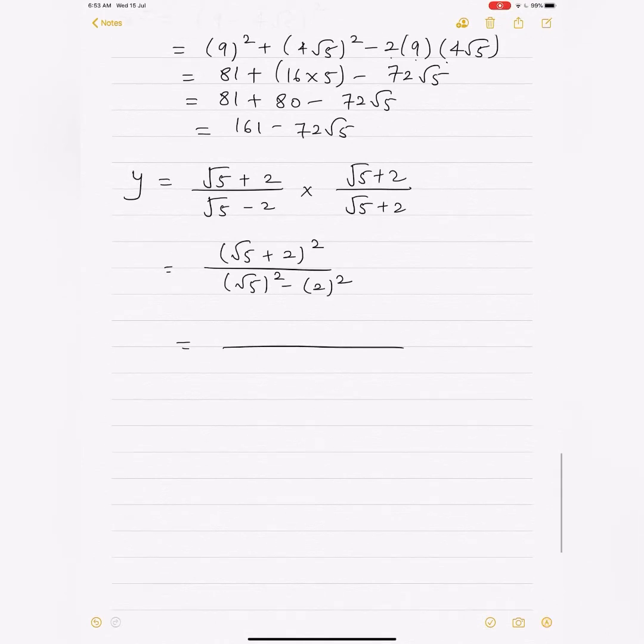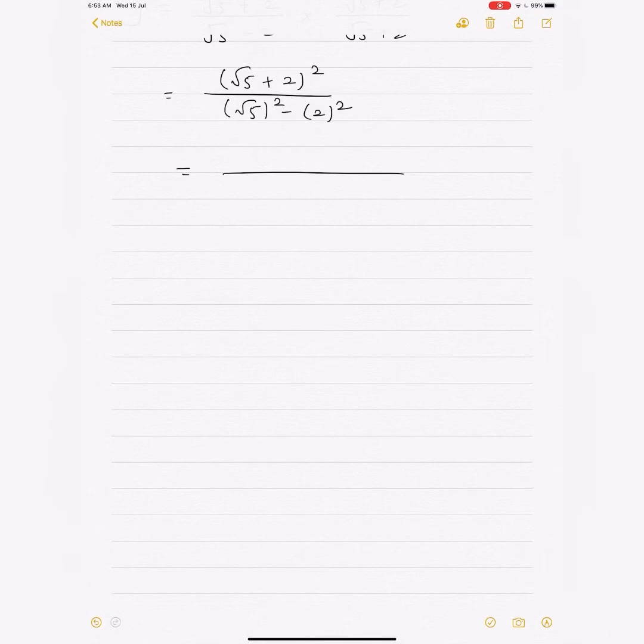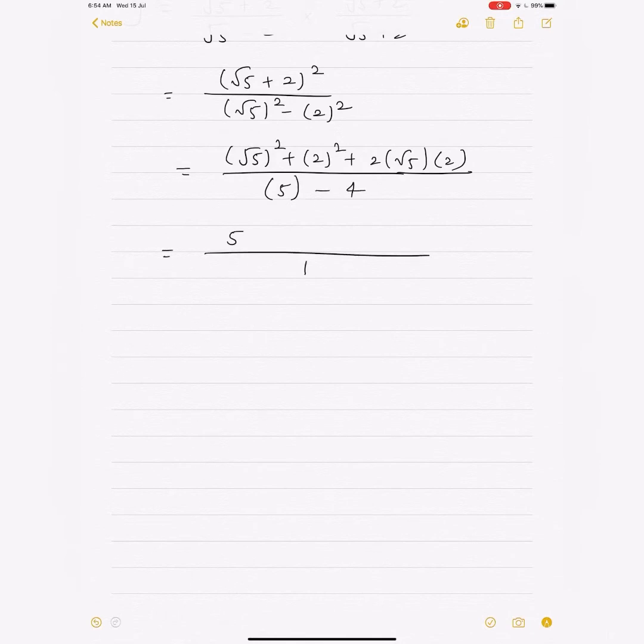Now apply a plus b the whole square. What will be the formula? A squared plus b squared plus 2ab. 5 minus 4. So what will that be? 1. So it will be 5 plus 4 plus 4 root 5. So it'll become 9 plus 4 root 5. So that's the value of y.